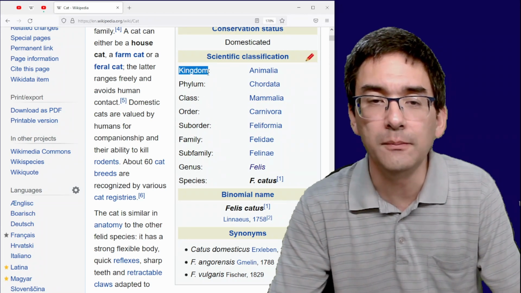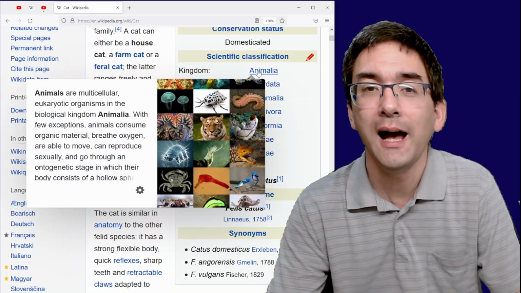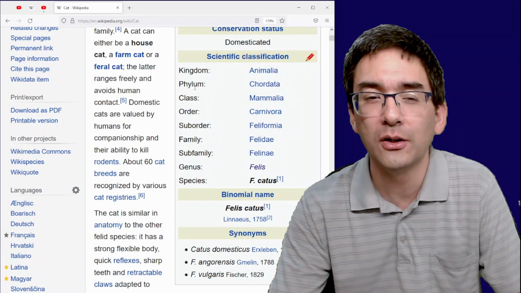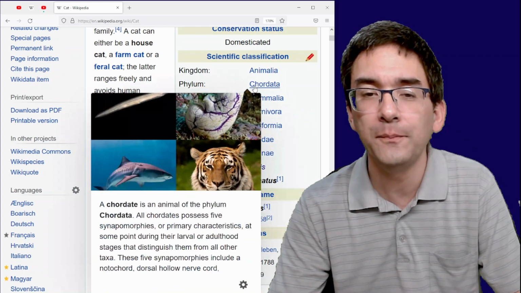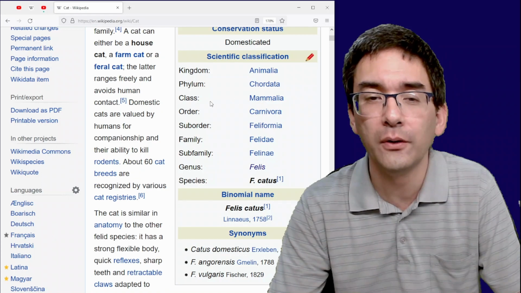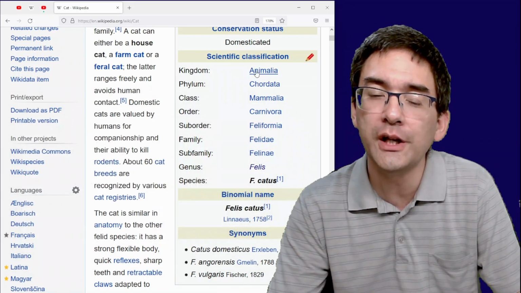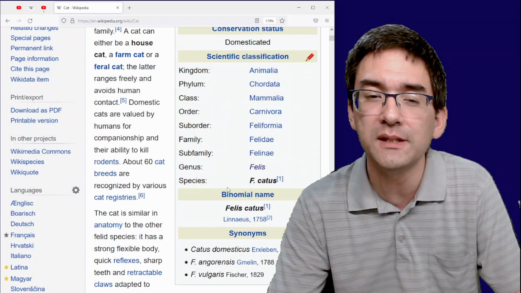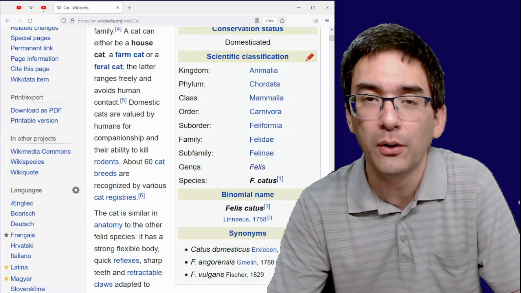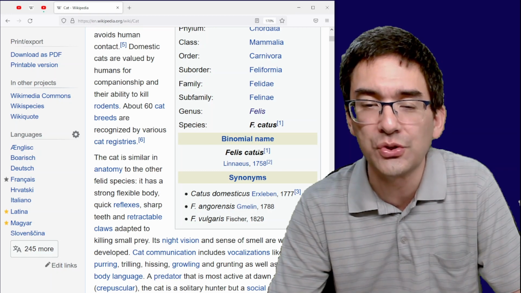We start off here with kingdom, and a cat belongs to the kingdom of Animalia. A cat is an animal. Who would have guessed? And there is a subcategory called a phylum Chordata. These are all of the animals that have a spinal cord. And then the class is Mammalia. So a cat is a mammal. And so you can go from very general down all the way to very specific. It's the genus Felis. That's clear because the genus name is part of the name of the species. And the binomial name is Felis catus.